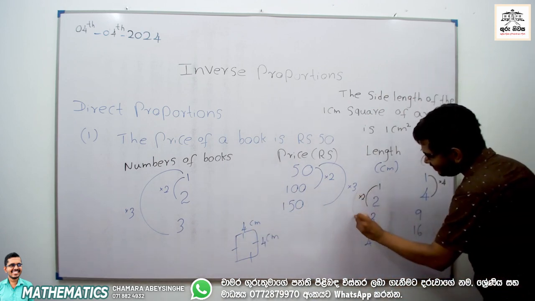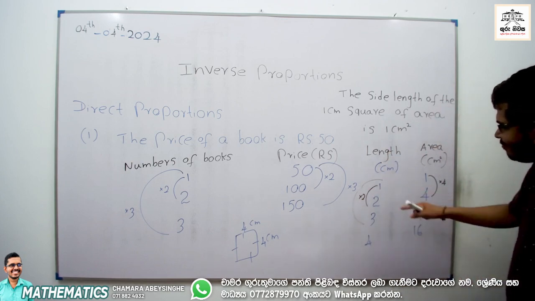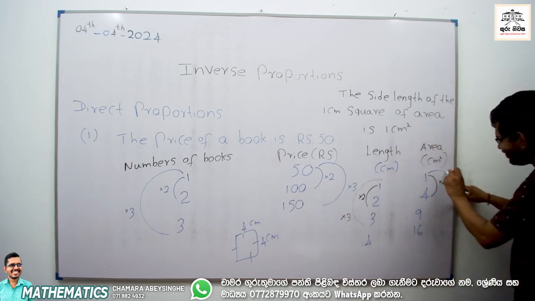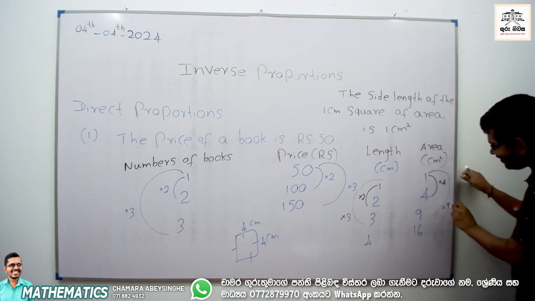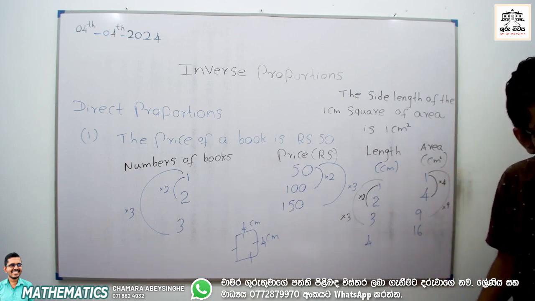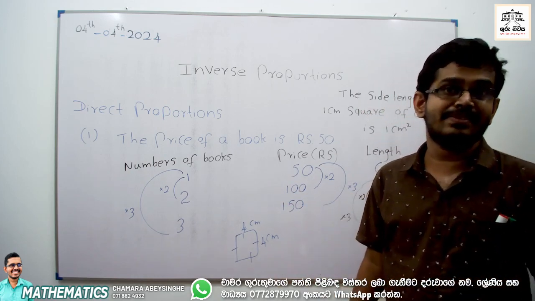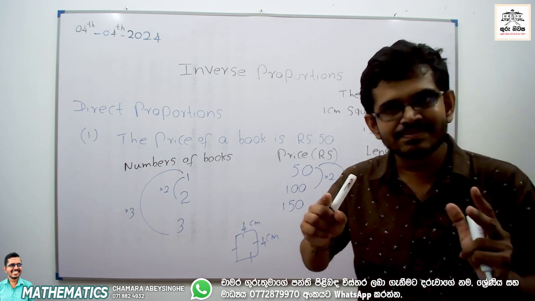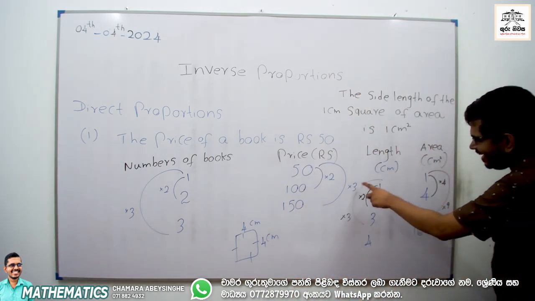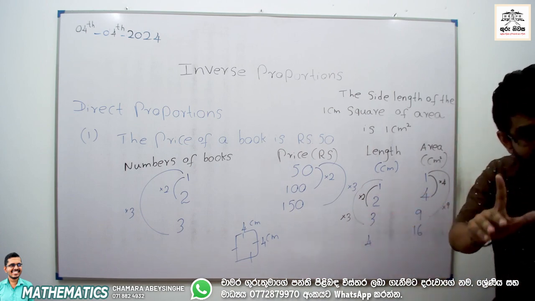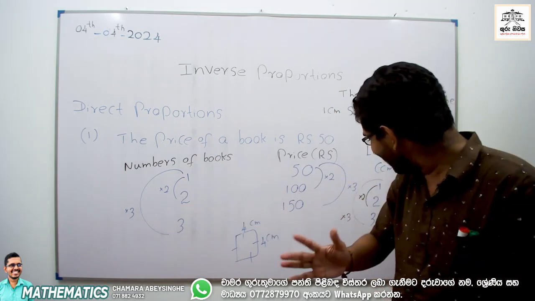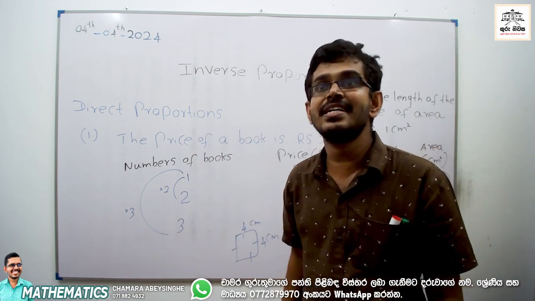Let's see one more. Consider 1 and 3. 1 times 3 is 3, and on this side, 1 multiplied by 9 is 9. When the length increases 3 times, the area increases 9 times. And if you like, you can check this one: 1 times 4 is 4, 4 times increase; 1 times 16 is 16, 16 times increase. When the length increases 4 times, the area increases 16 times.